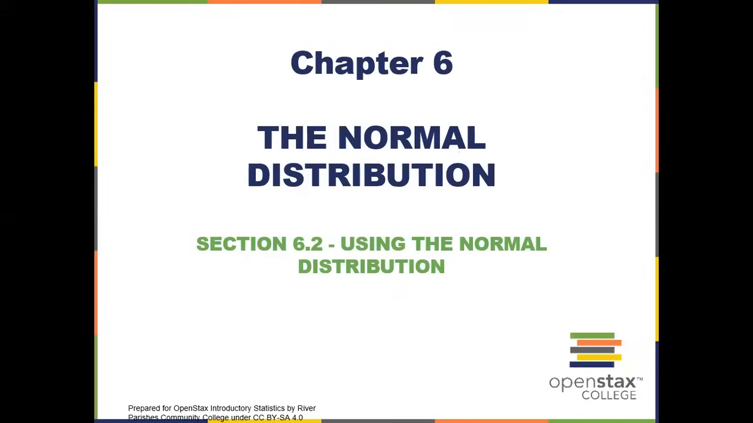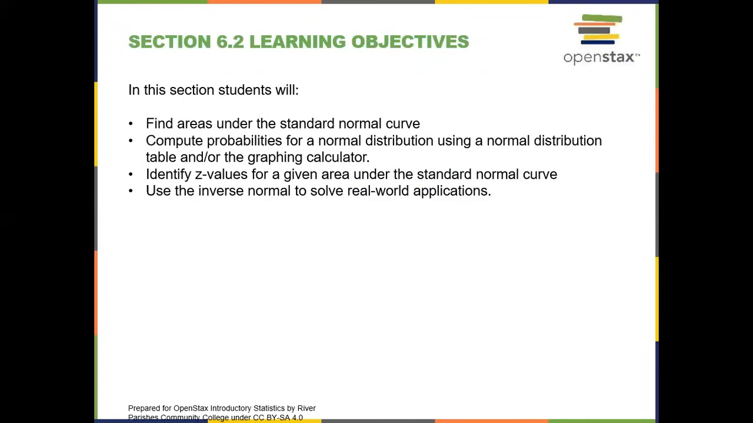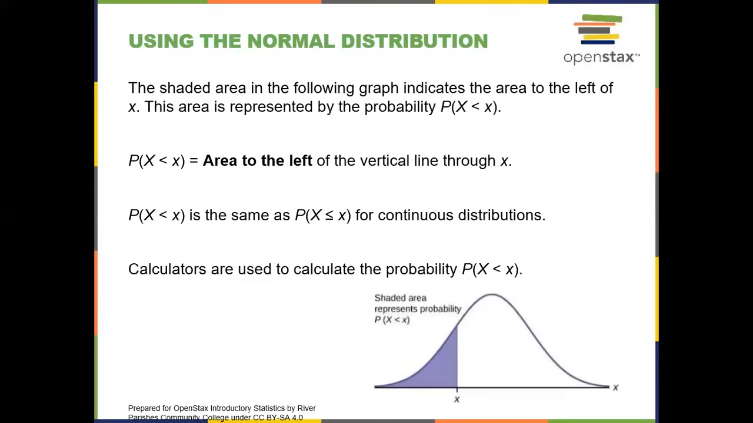Again, I will post some YouTube videos on using the normal distribution: find areas under the standard normal curve, compute probabilities, etc. The shaded area in the following graph, that's a blue area, indicates the area to the left of small x. This area is represented by the probability of capital X, the random variable, being less than small x. So the area under the curve is the probability.